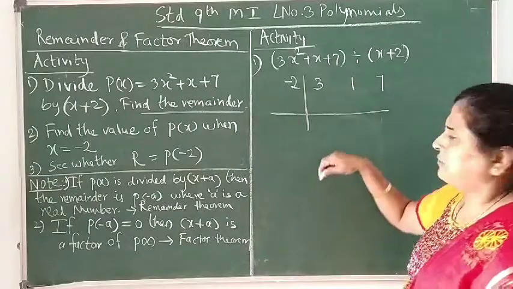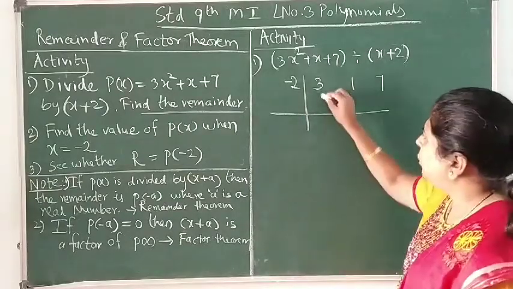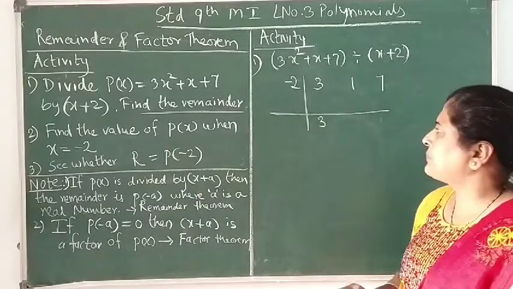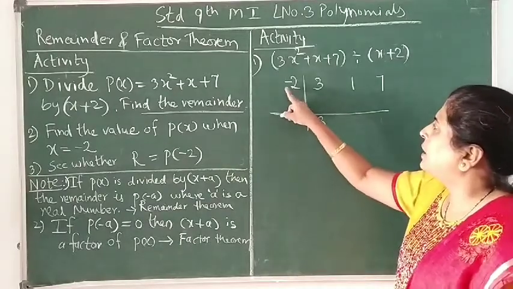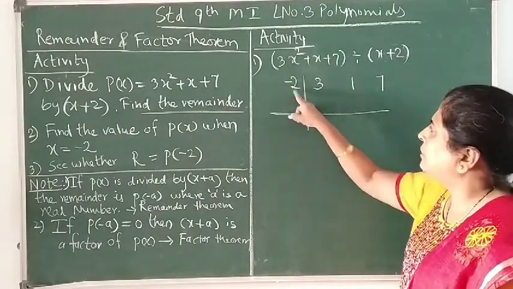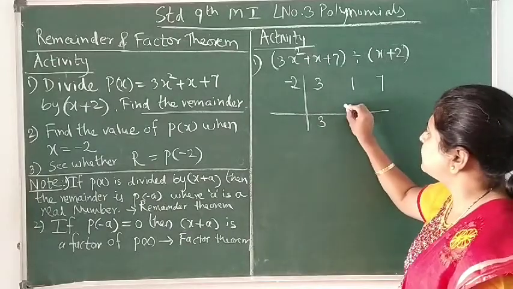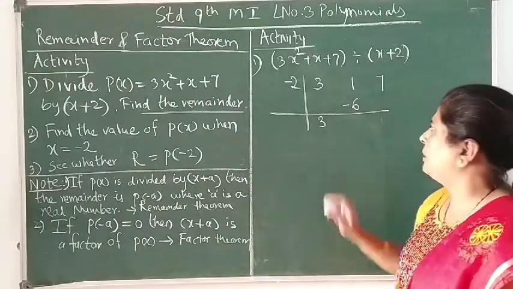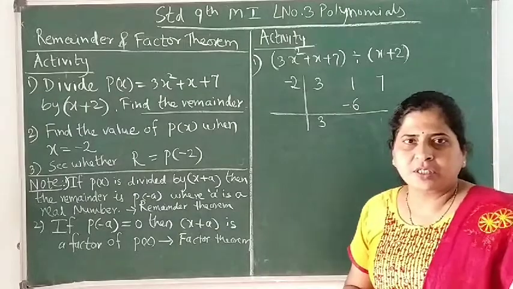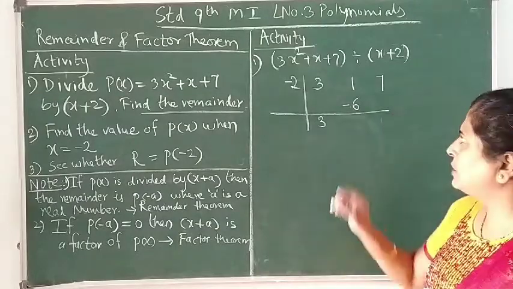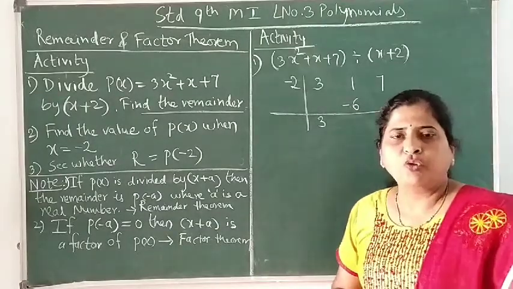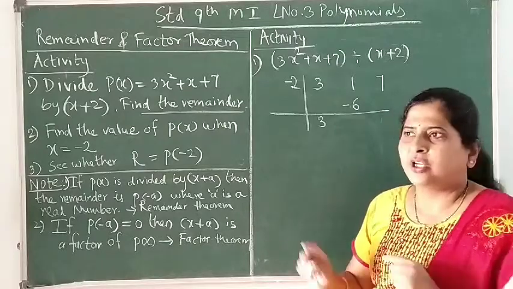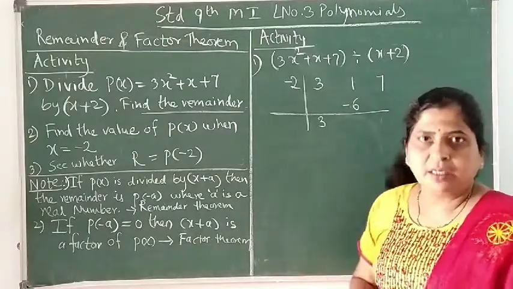So we will do this synthetic division. We copy the 3 as it is. Then we multiply minus 2 and 3, which gives minus 6, and we copy it here. I hope you have watched the video on the synthetic division method. If you have not, you can watch the video specially made for it.